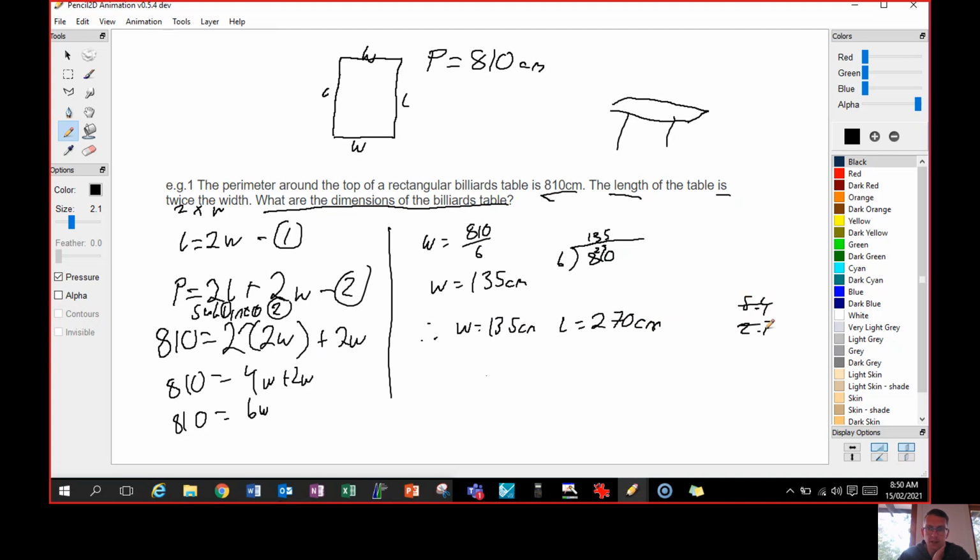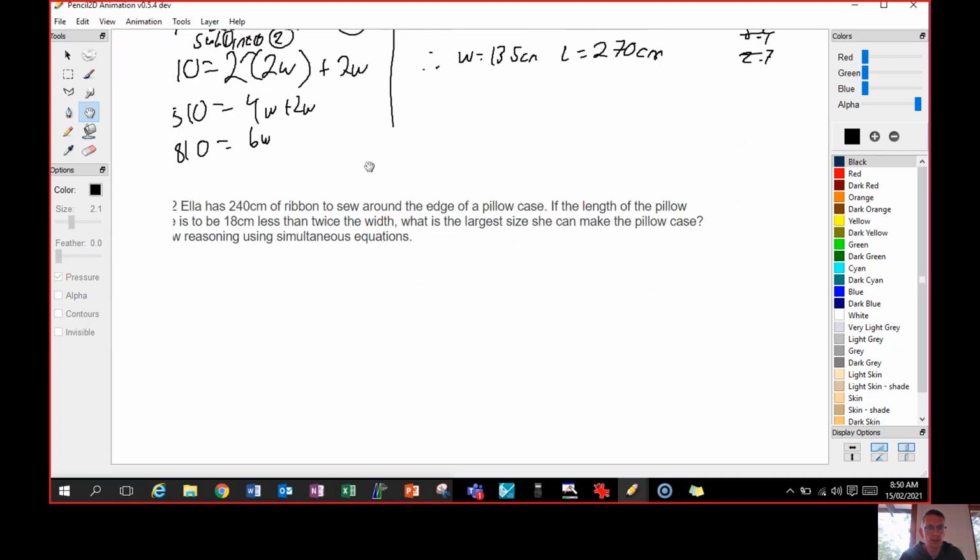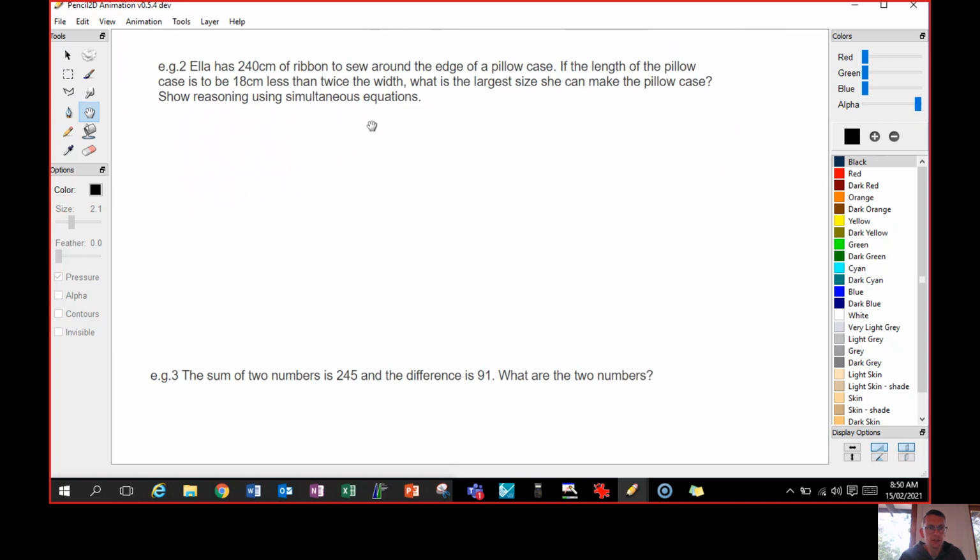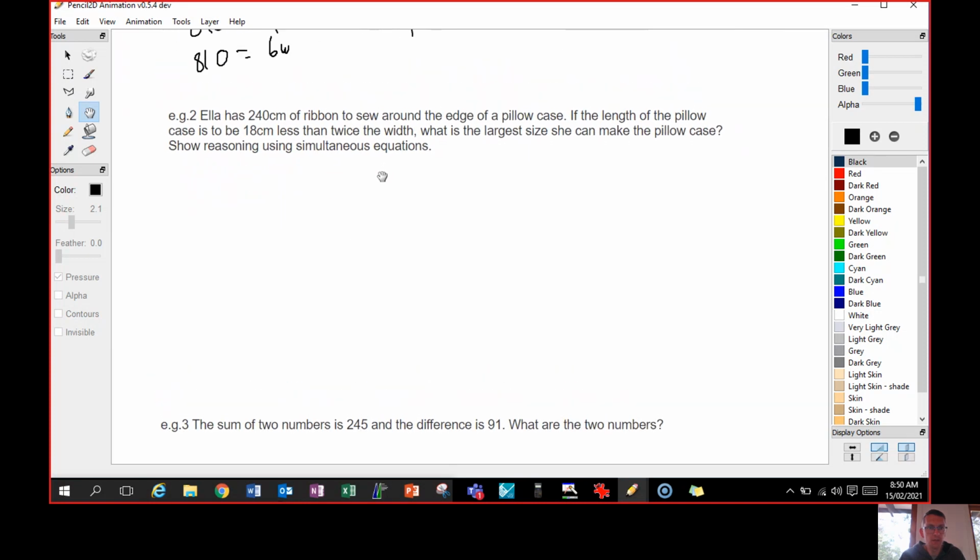This is just my little self-check. So that's how you can use a worded question and create your equations there. Look at the next situation. Ella has 240 centimeters of ribbon to sew around the edge of a pillowcase. If the length of the pillowcase is to be 18 centimeters less than twice the width, what is the largest size she can make the pillowcase? So again, show reasoning using simultaneous equations.